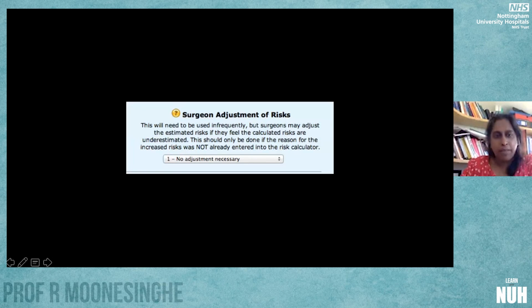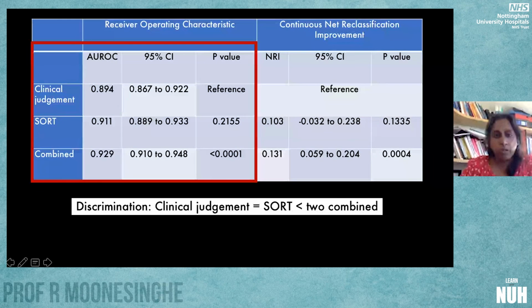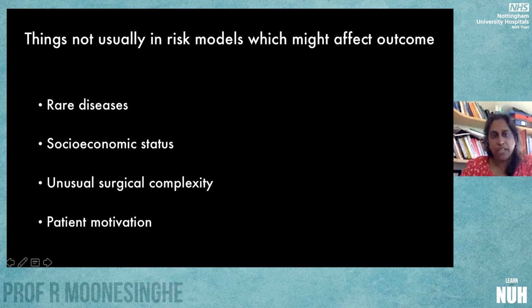It's the reason why the NSQIP guys have had this surgeon adjustment of risks widget in their calculator for many, many years. And it's probably the reason why the SORT clinical judgment model works better than either of them on their own, because the clinician, an experienced clinician certainly, can capture a whole bunch of things that would never end up in a risk prediction model just because of the way that they're developed. So rare diseases, multi-system rheumatological diseases, for example, and indeed their treatments, socioeconomic status I've already mentioned, unusual surgical complexity, and indeed patient motivation and psychology. We are pretty sure that that does affect risk of different outcomes, but you don't commonly find them in risk models.